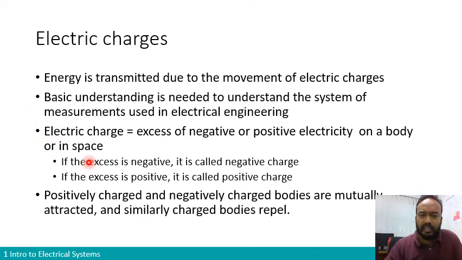So what is electric charge? Electric charge is basically an excess of negative or positive electricity on a body or in a space. In simple terms, there are two types. If we have an excess of negative charge, it is called negative charge. If we have an excess of positive, it is called positive charge. Positively charged and negatively charged bodies are mutually attracted, and similarly charged bodies repel, right? So that's a property of charges that I think you know about.